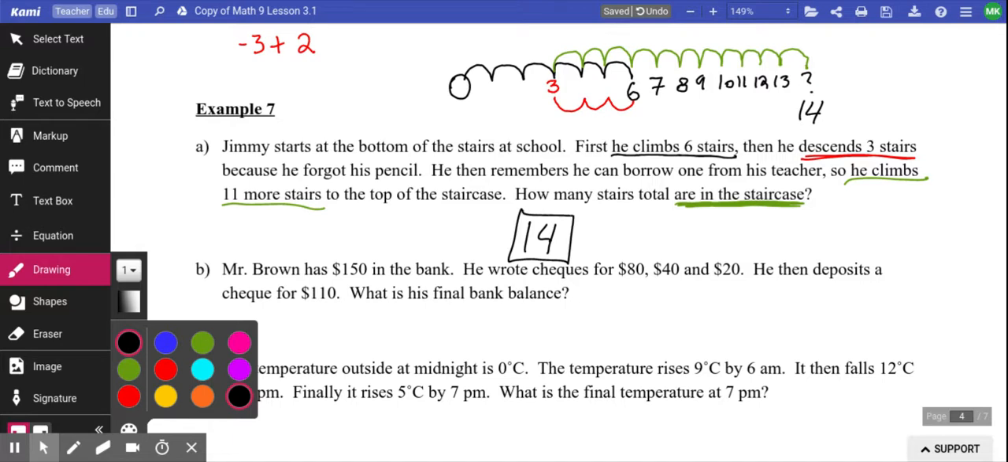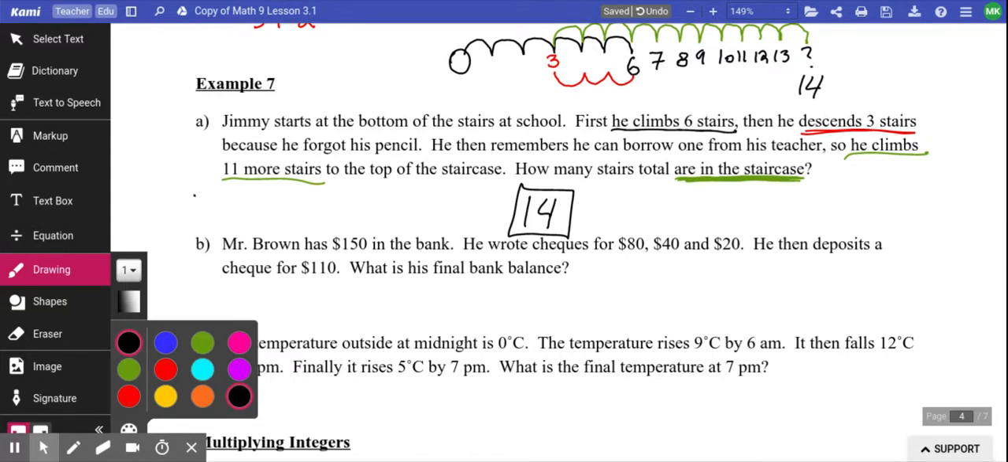So you're adding and subtracting integers, and a number line probably works best, in my opinion. It kind of shows what's going on. Awesome. Mathematically, how we would represent that is we would say you had 6 stairs minus 3 stairs plus 11 stairs, and that equals 14.